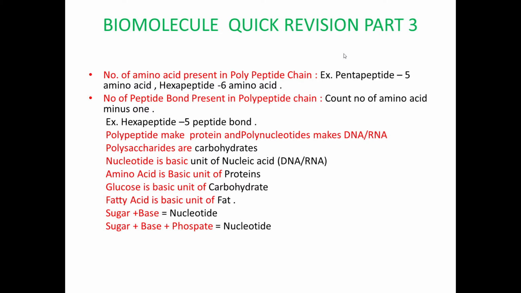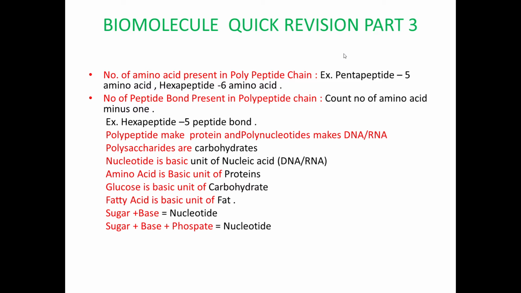Example, pentapeptide. What is the total number of amino acids? That is 5. Hexapeptide, number of amino acids, that is 6. Heptapeptide, number of amino acids, that is 7. Octapeptide, number of amino acids, that is 8. And decapeptide, number of amino acids, that is 10. In this way you can learn and complete your questions in any competitive exam.